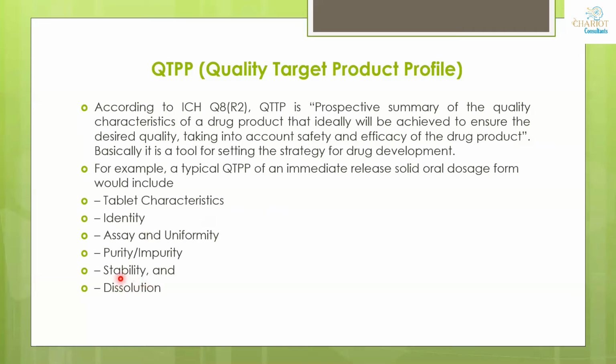Stability: you cannot say that I don't want stability for 2 years, I want stability for 6 months. That is not the case. You need to have a shelf life of at least 2 years, and you can increase the shelf life. You can say my target will be 5 years, and regulatory will accept it. But if you say that my target will be 6 months or 7 months, no, they will never accept your product.